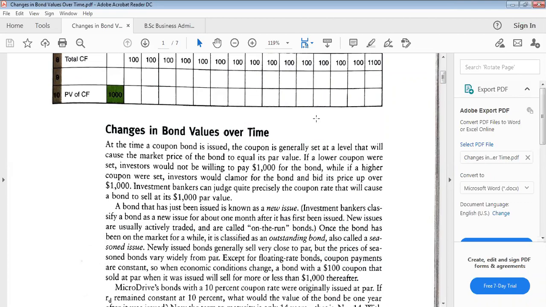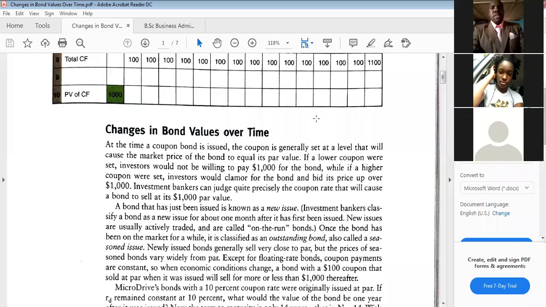Go again. At the time a coupon bond is issued, the coupon is generally set at a level that will cause the market price of the bond to equal what? Well, meaning equal $1,000, right? If a lower coupon were set, investors would not be willing to pay $1,000 for the bond, while if a higher coupon were set, investors would clamor for the bond and bid its price up over $1,000.